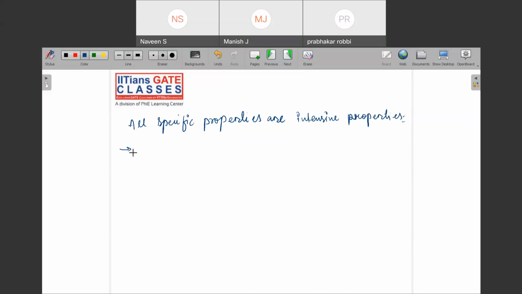Properties are very important. Properties are point functions. What does it mean when I say point function? Let us understand quickly. Okay.